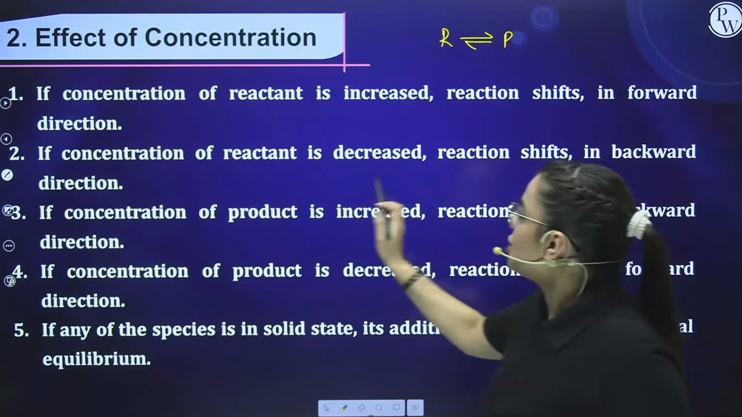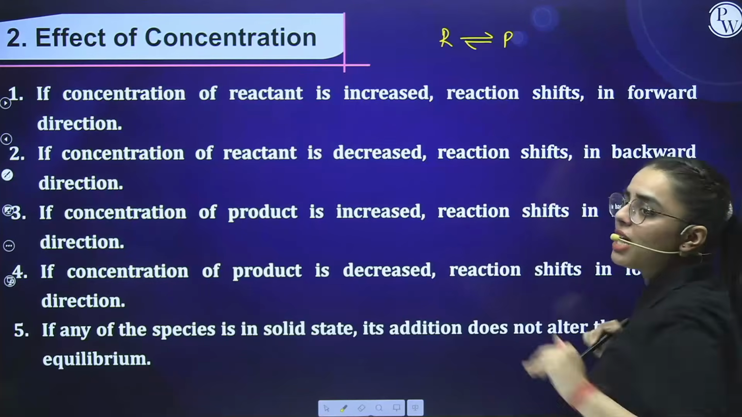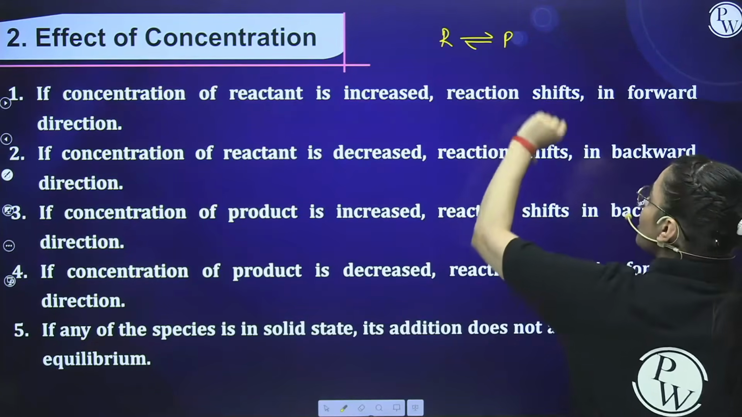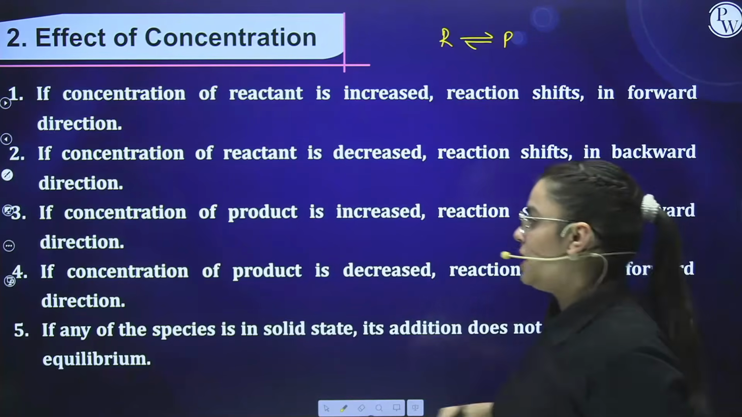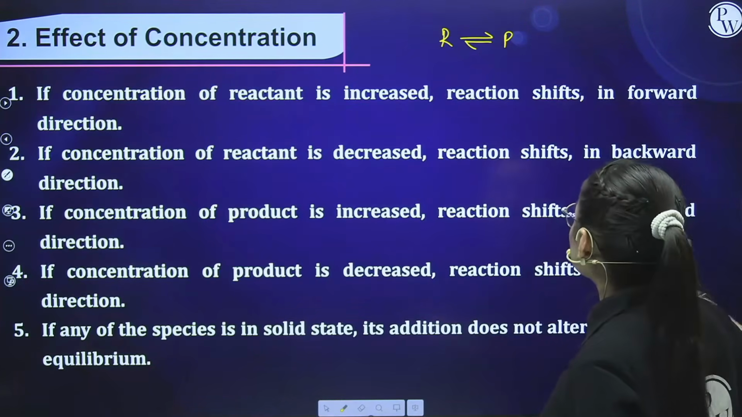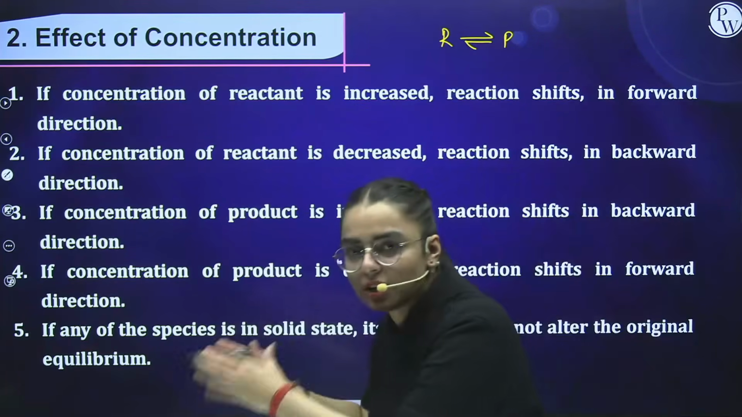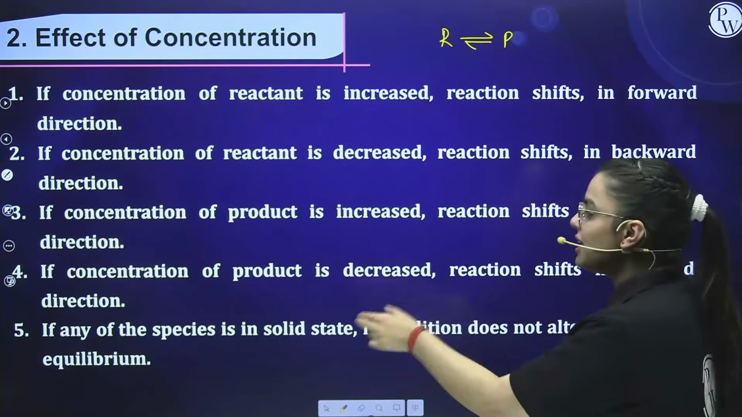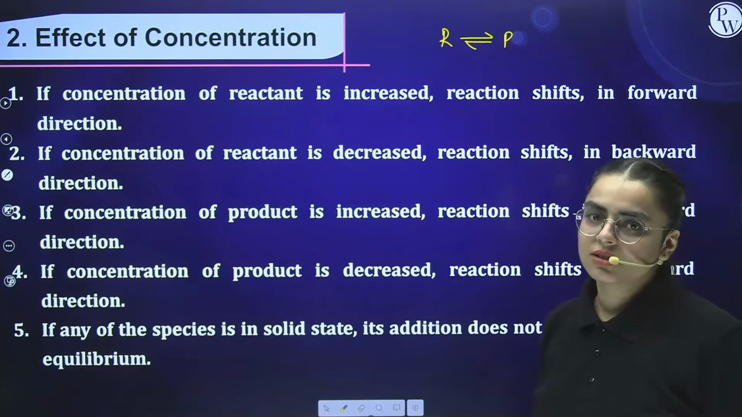If the concentration of reactant is decreased, the reaction shifts in which direction? Backward direction. Why? Because product now is more, so product will get converted into reactant. If the concentration of product is increased, the reaction shifts in the backward direction, because when something is more, it will split down, right? If the concentration of product is decreased, the reaction shifts in the forward direction. Is it clear to you?